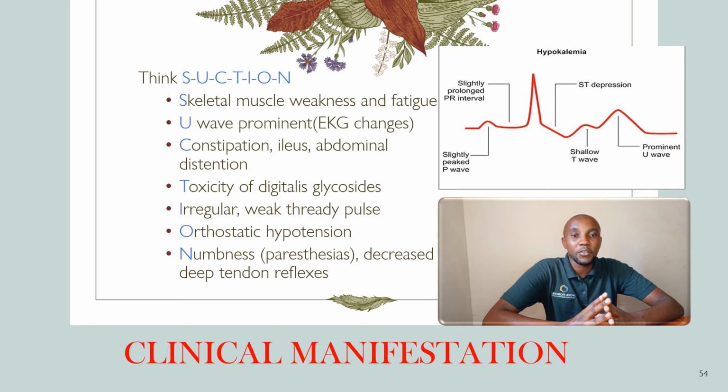Just think of suction. S, as we have seen, is skeletal muscle weakness and fatigue. U is for prominent U wave, the NCLEX buzzword for hypokalemia. C is for constipation, ileus, and abdominal distension. T is for toxicity of digitalis glycoside, or what we call digoxin. I is for irregular, weak pulse. O is for orthostatic hypotension. N is for numbness, or what we call paresthesia, and also decreased deep tendon reflexes.